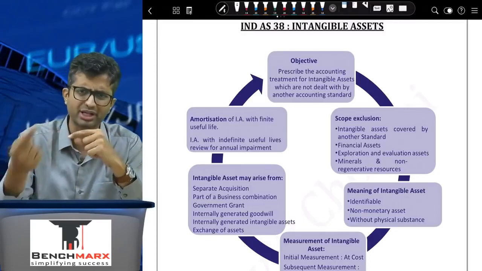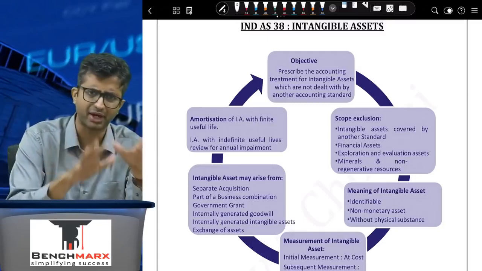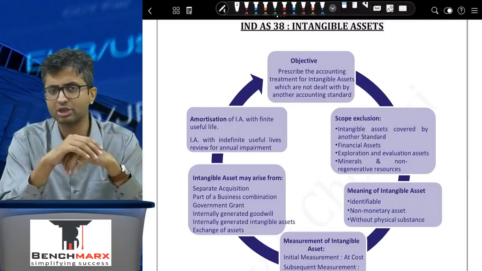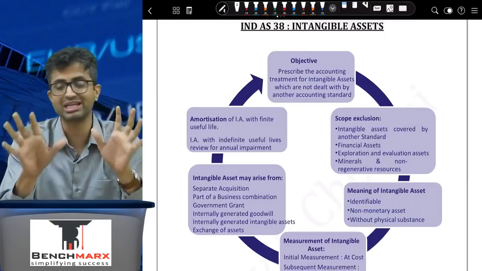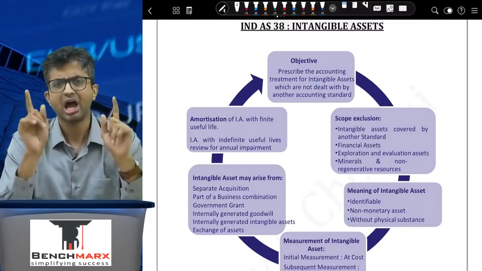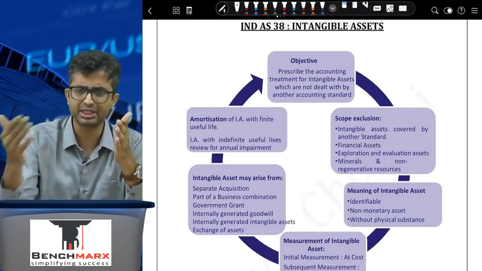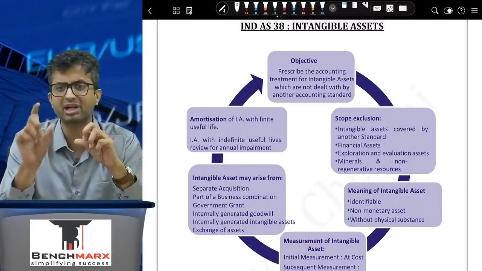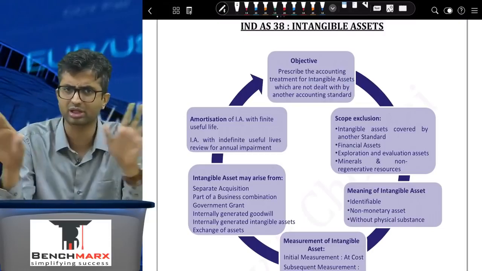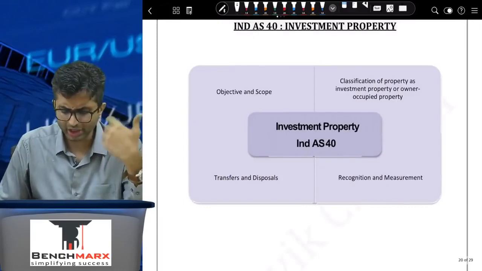Then you look at amortization. Usually, if intangible assets have a finite life, you will amortize it over the finite life. And if the life is not determinable, then you will test it for impairment annually. There is no 10-year limit for amortization. Other principles are same as Ind AS 16. Just remember that revaluation model can be taken only if the fair value can be determined by an active market, otherwise no. Then you look at investment property.